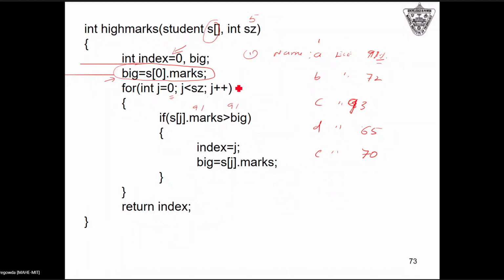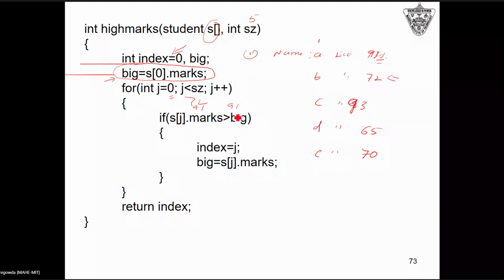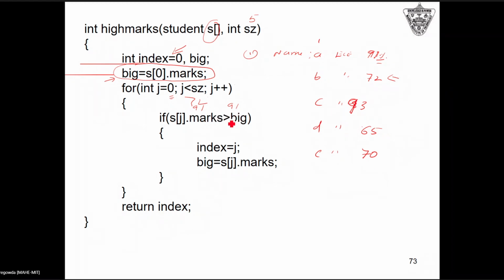Then your j plus value is equal to 1. Now you are pointing to 72 here. s of j is 72. Is 72 greater than 91? You are going to check whether the second student's marks is greater than this or not. 72 is not greater than 91, so you are skipping this if body. You are coming back here and so on.